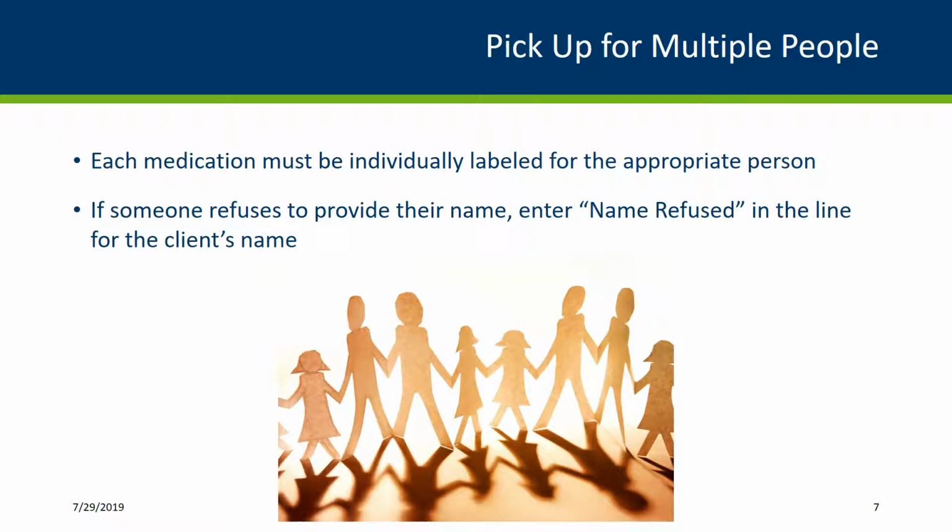One individual is able to pick up medication for multiple people if they have completed screening forms for each person. In this case, each medication must be individually labeled for the appropriate person. If someone refuses to provide their name, enter "name refused" in the line for the client's name.